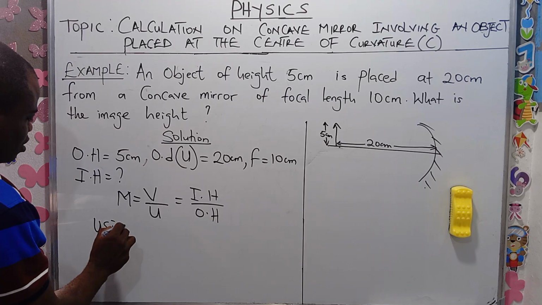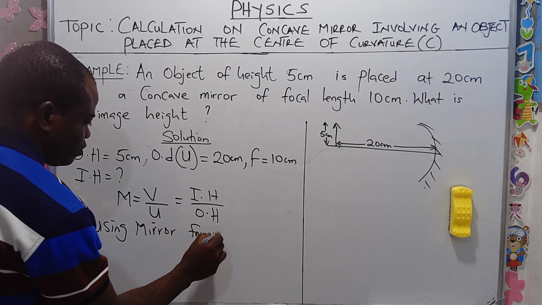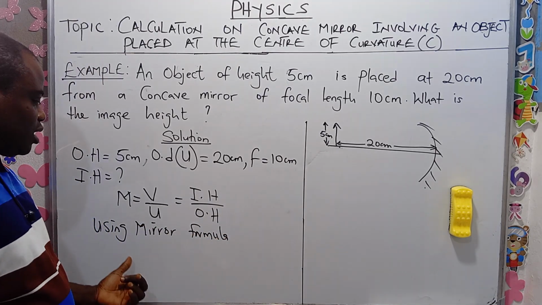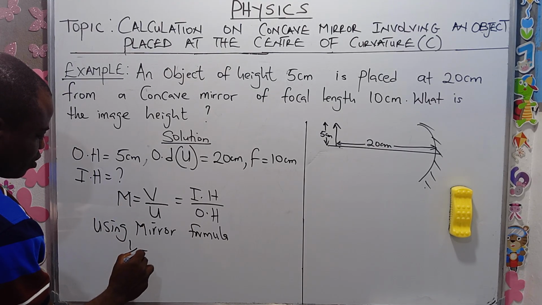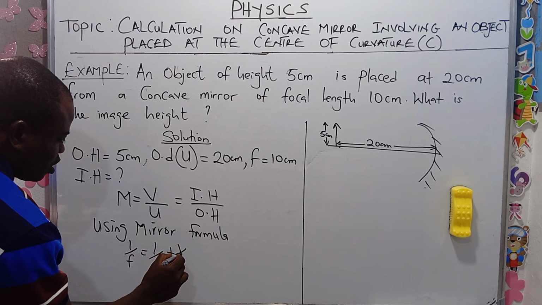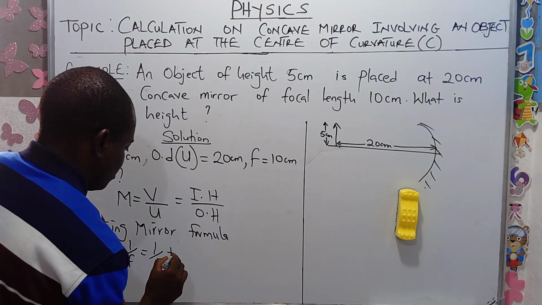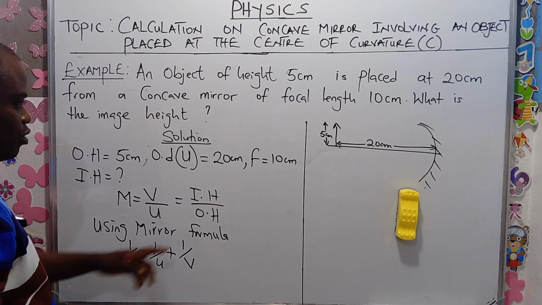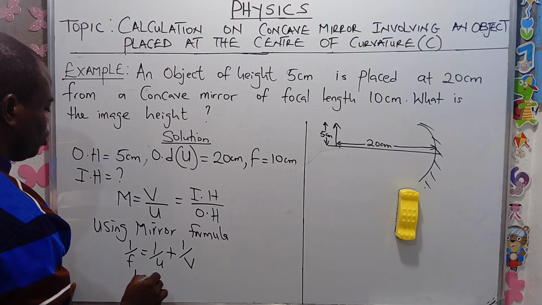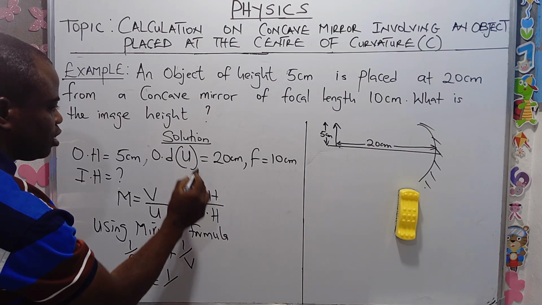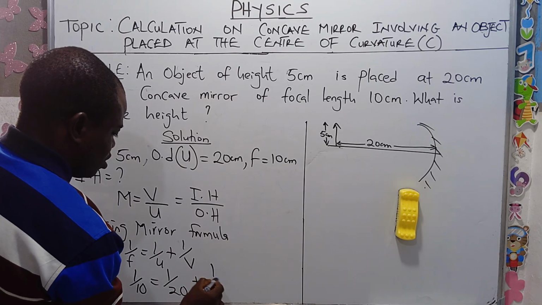Using the mirror formula, we want to use the mirror formula to get the image distance. Mirror formula goes as 1 over F equals 1 over U plus 1 over V. Now what's the focal length? It is 10. 1 over 10 equals 1 over U. What's our U? Object distance, that's 20, plus image distance, we don't know it, 1 over V.